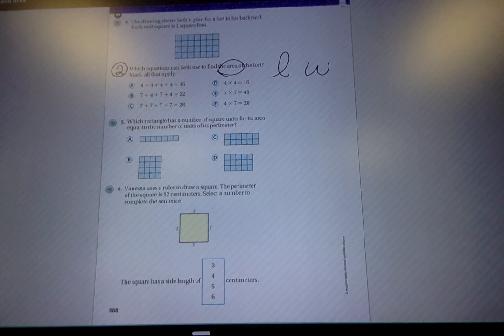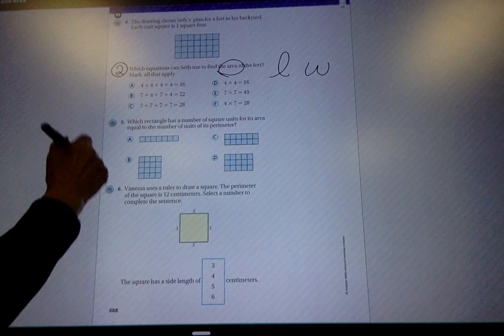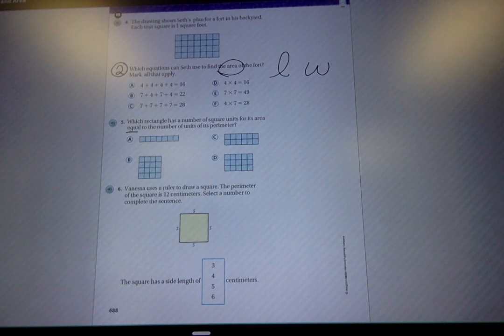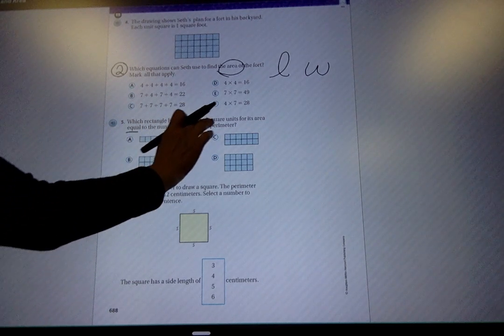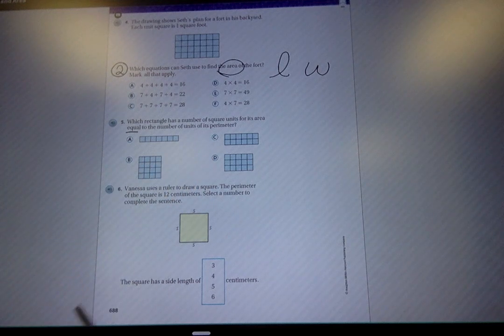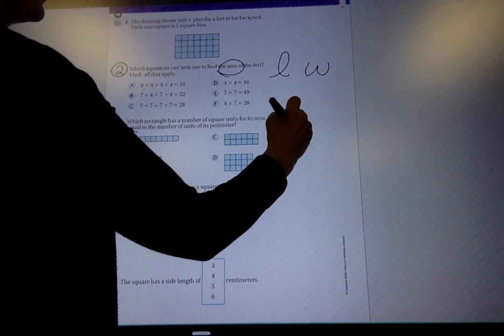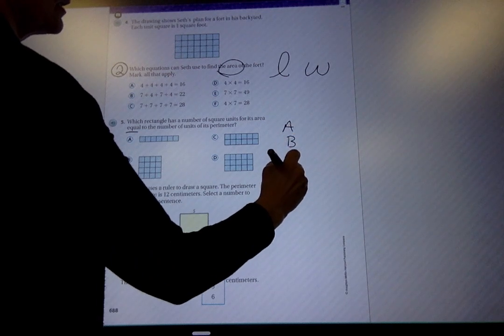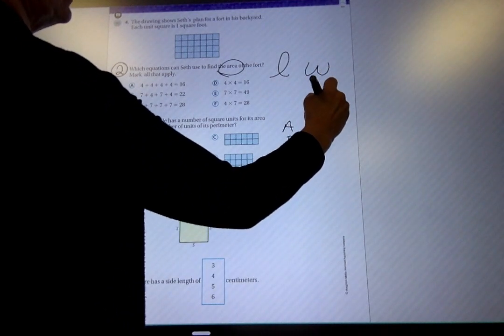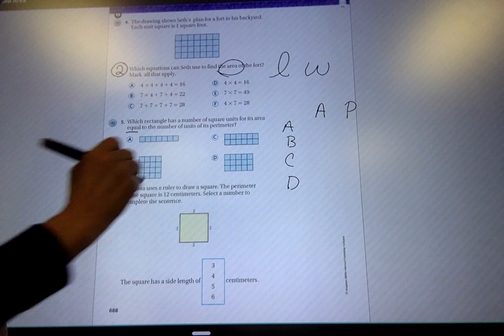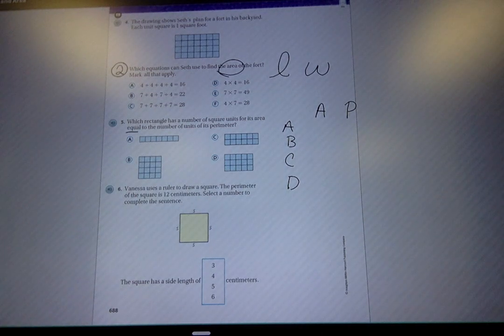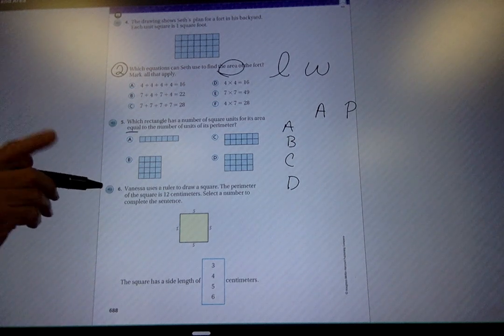Number 5, which rectangle has a number of square units for its area equal to the number of units of its perimeter? So we're going to find the area for each. We're going to find the perimeter for each. So A, B, C, D, you're going to find the area and the perimeter. And whichever shape has the same area as perimeter, you're going to shade that in. Let's try the first one.